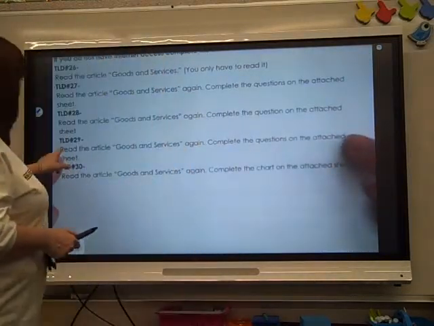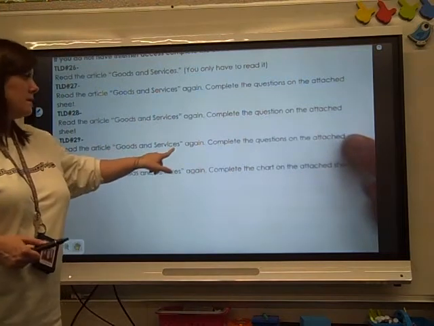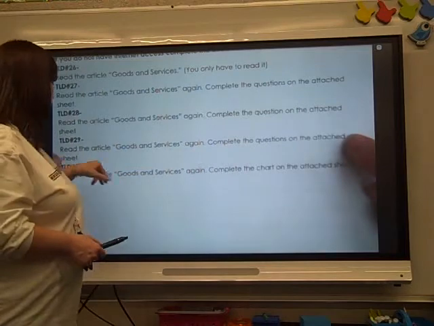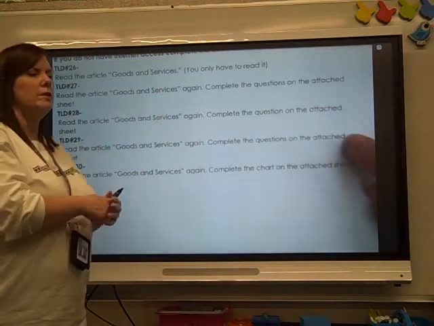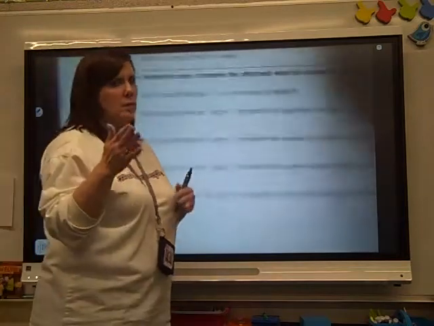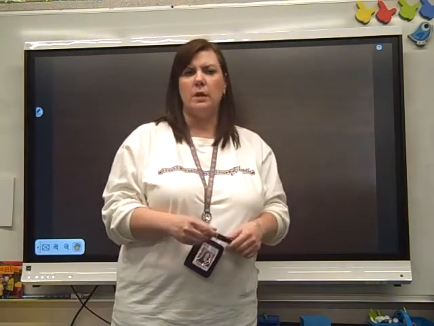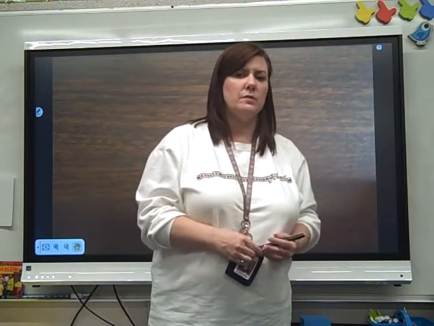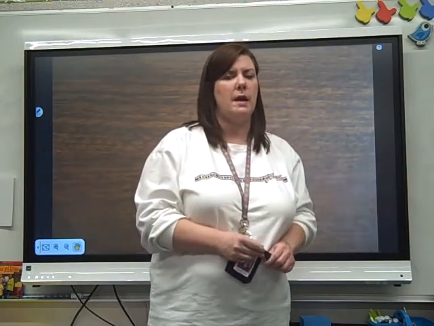Or go back and read the goods and services article again and complete the questions on the attached sheet. So there's more questions, okay? So either one is fine, whichever one you want to do, all right? Make sure you go back and do that addition and subtraction. Once you're finished with that, you're finished with your math for the day.